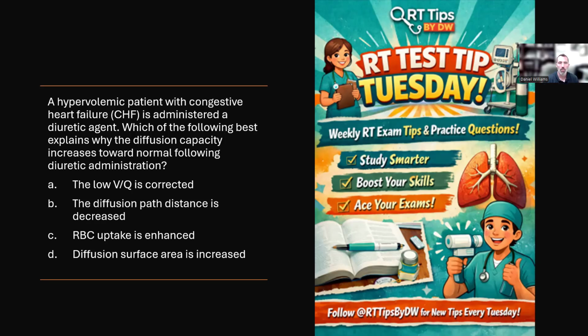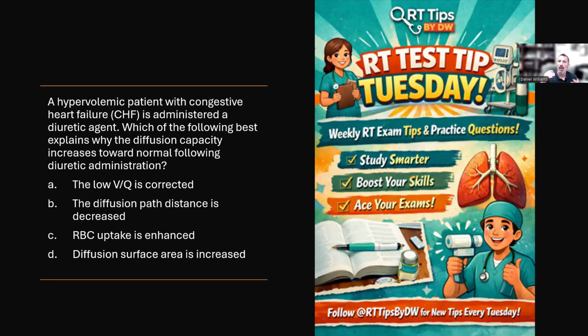So, exam season being upon us, I just wanted to lead with some of that. I've got three questions that we'll go over that should hopefully be helpful for my first and second year students as they go through this. So, we'll start off with this one. A hypervolemic patient with congestive heart failure, or CHF, is administered a diuretic agent. Which of the following best explains why the diffusion capacity increases toward normal following diuretic administration?